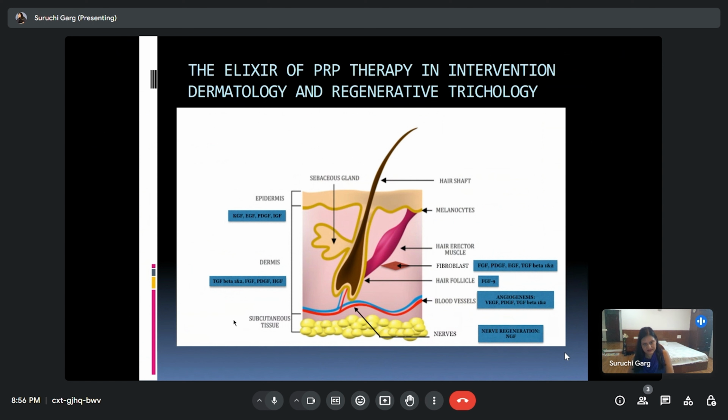So whether it is fibroblasts, which are activated by FGF, PDGF, EGF, or TGF beta and 1NB, or angiogenesis, which is promoted through VEGF, PDGF, TGF beta, or nerve regeneration done by nerve growth factors, and similarly so many other factors which help in rejuvenating the epidermis and dermal layers. All of these factors are present in PRP in very high concentration.